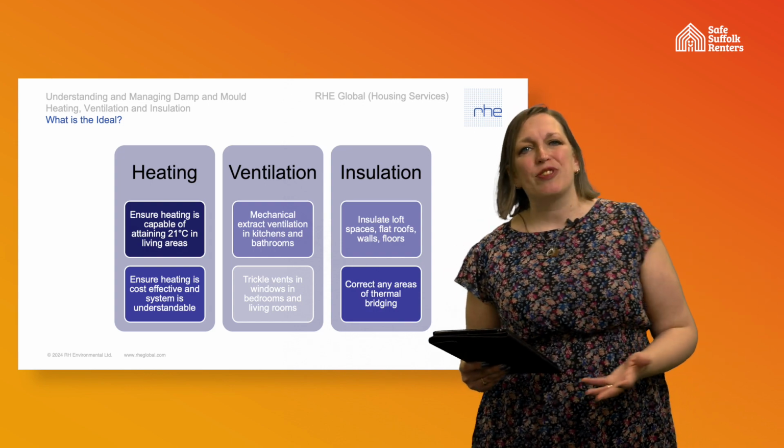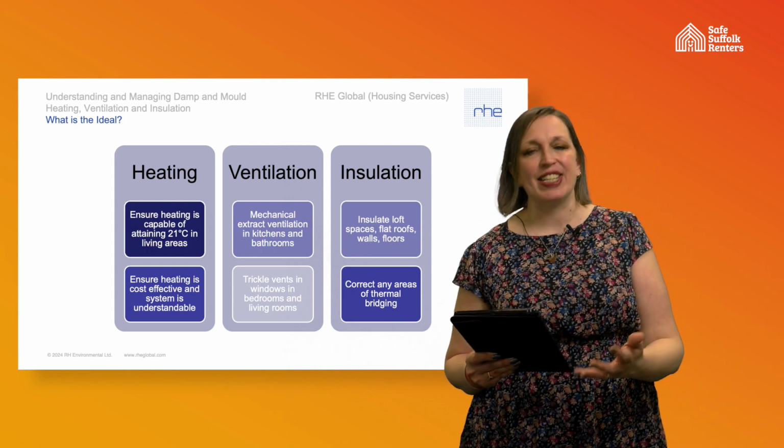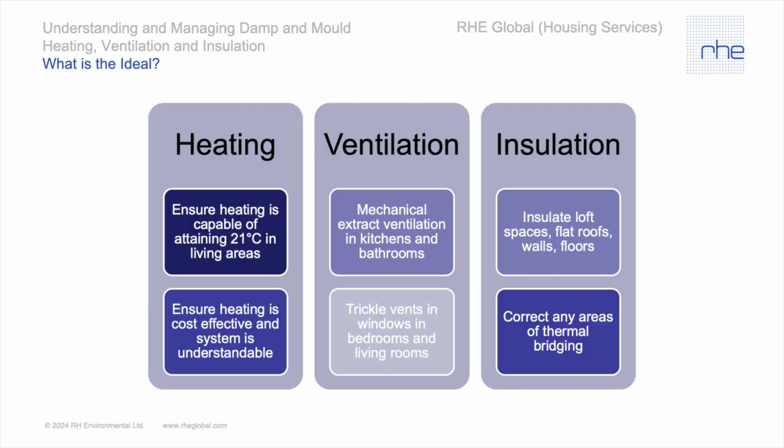So what do we need from them then? In terms of our heating, it needs to be efficient enough to heat the space, and we're looking for generally a temperature of 21 degrees C in living areas and 18 degrees C in our circulation spaces, and attaining that temperature is going to help keep our air above dew point. But it also needs to be affordable, so it's not beyond a tenant's means to heat the space, and understandable.